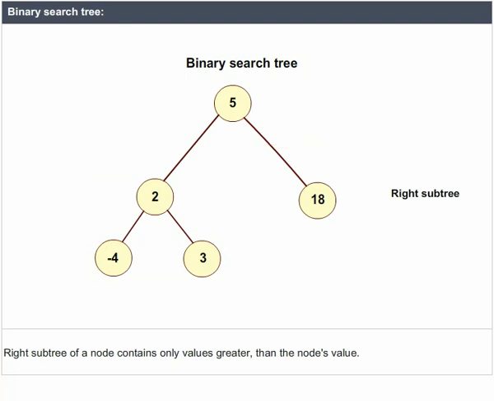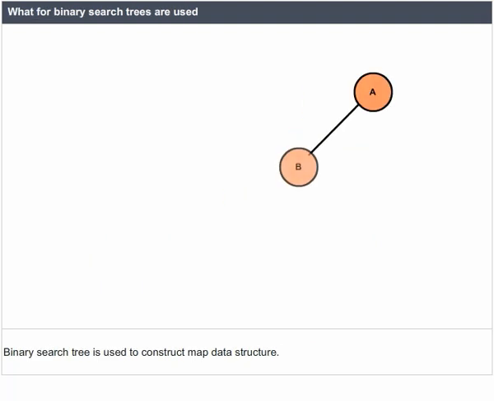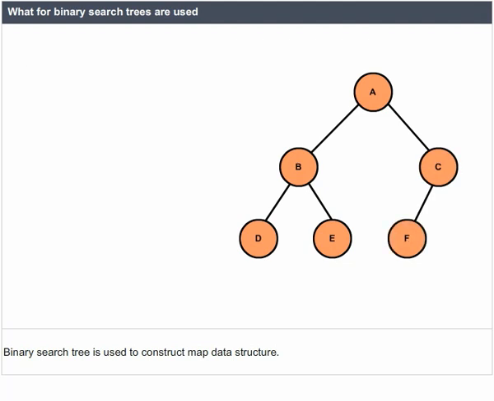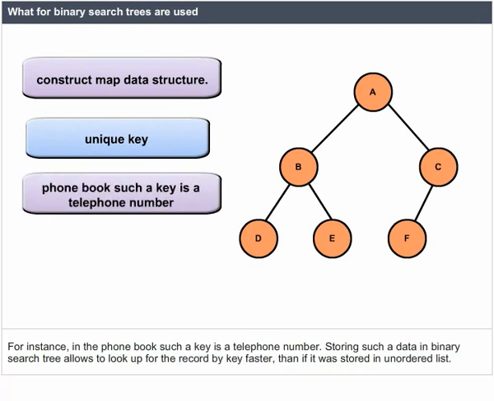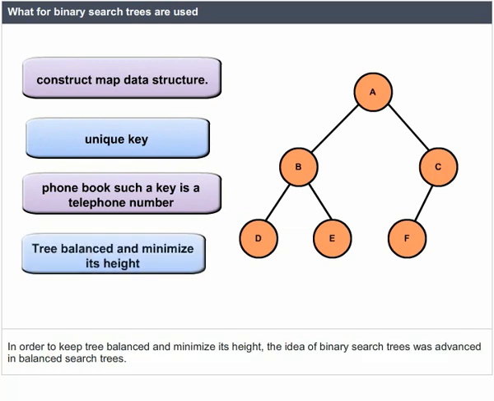What are binary search trees used for? Binary search tree is used to construct map data structure. In practice, data can often be associated with some unique key. For instance, in the phone book, such a key is a telephone number. Storing such data in binary search tree allows to look up the record by key faster than if it was stored in an unordered list. In order to keep tree balanced and minimize its height, the idea of binary search tree was advanced in balanced search trees.